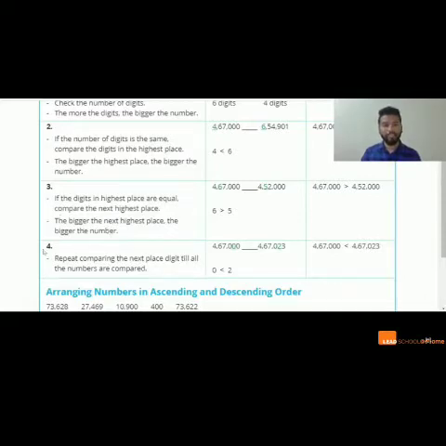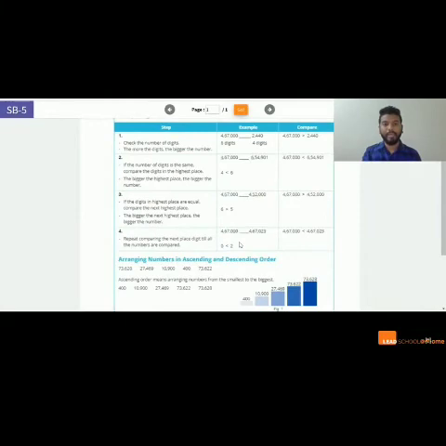Fourth point, repeat comparing the next place digit till all numbers are completed. In case the second number is also the same, go to the next higher place value. See here, the first three place values are the same, so we start comparing the next place value. So this way we will compare first the number of digits. If the number of digits is the same, then I will compare the highest place value. Even if that is the same, I will go to the next highest place value. So this way we are comparing two different numbers, and depending on the value, we'll arrange them in ascending order or descending order.